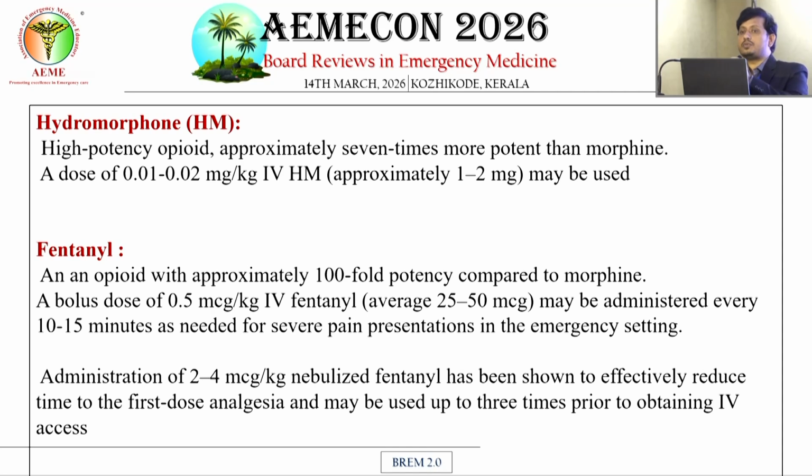Nowadays they are using nebulized fentanyl also, because sometimes getting IV access is very difficult. As we are concentrating on the first dose of analgesia, you can go with nebulized fentanyl with a dose of 2 to 4 microgram per kg, which will have a similar benefit, because IV we are using 0.5 microgram per kg, but here we are using 2 to 4 microgram per kg. Inhalational fentanyl can be used.